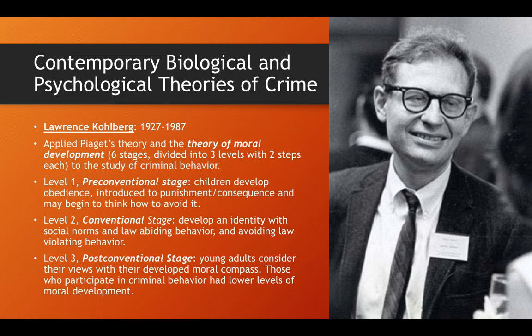Here you identify with the social norms of law-abiding behavior, and as a result avoid law-violating behaviors. While level 3 is the post-conventional level, which is when young adults begin to consider their worldview in light of their own moral compass. So Kohlberg and the other researchers that he was working with found that youth who engaged in violent behaviors had significantly lower levels of moral development, as illustrated by these 3 levels, compared with youth who were not involved in acts of violence. So he put these 3 levels, adapted from Piaget's earlier 4 different categories, to the test.